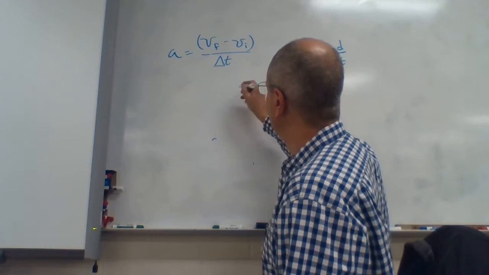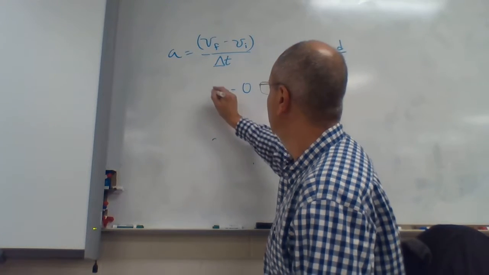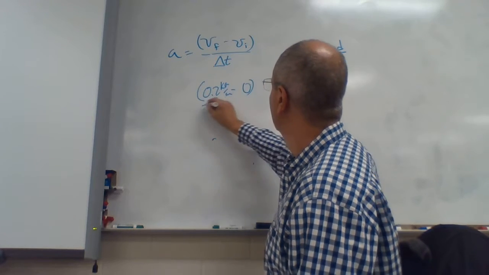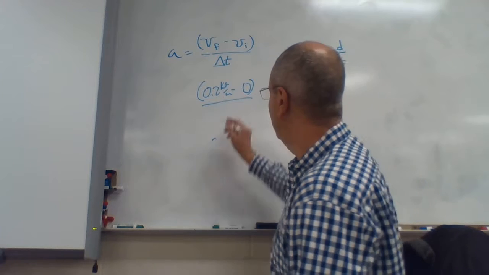So her initial speed, 0. What was her final speed? It was 0.2, and that's kilometers per minute. And we divide that by how long did it take her to get to that? Well, it took her 25 minutes.